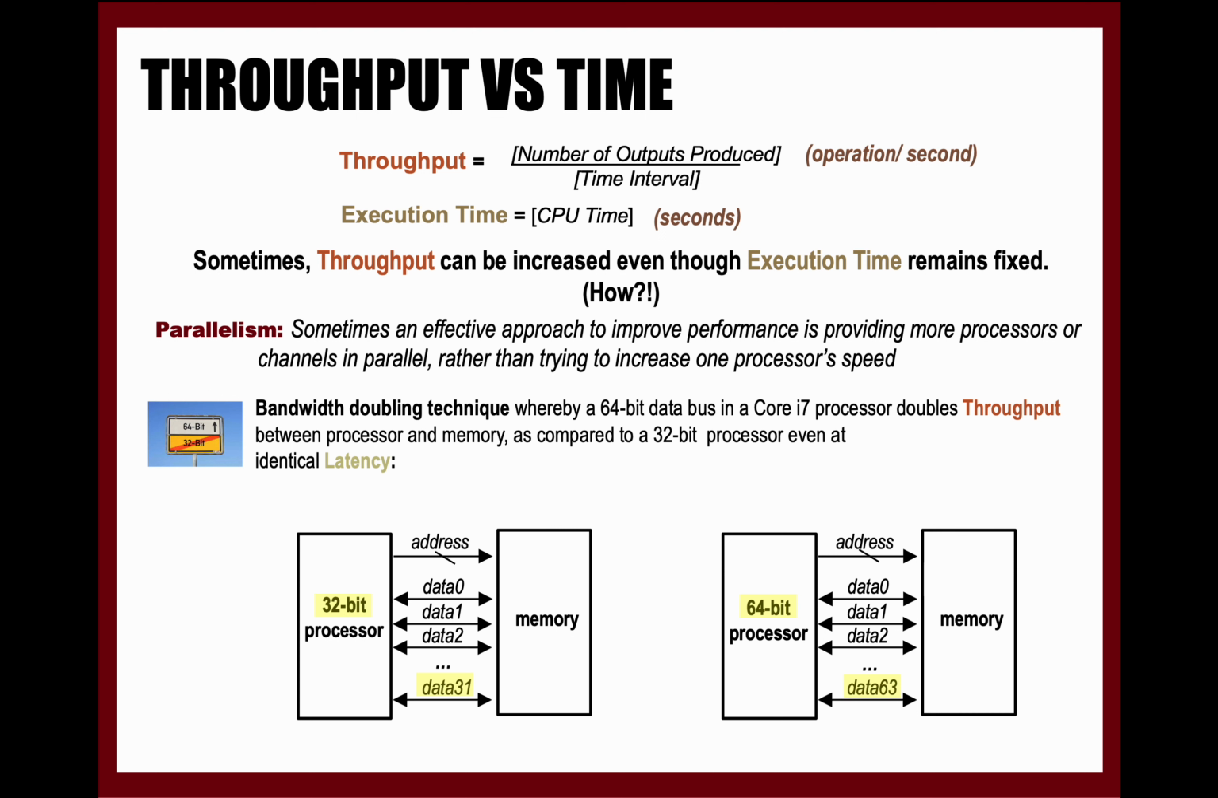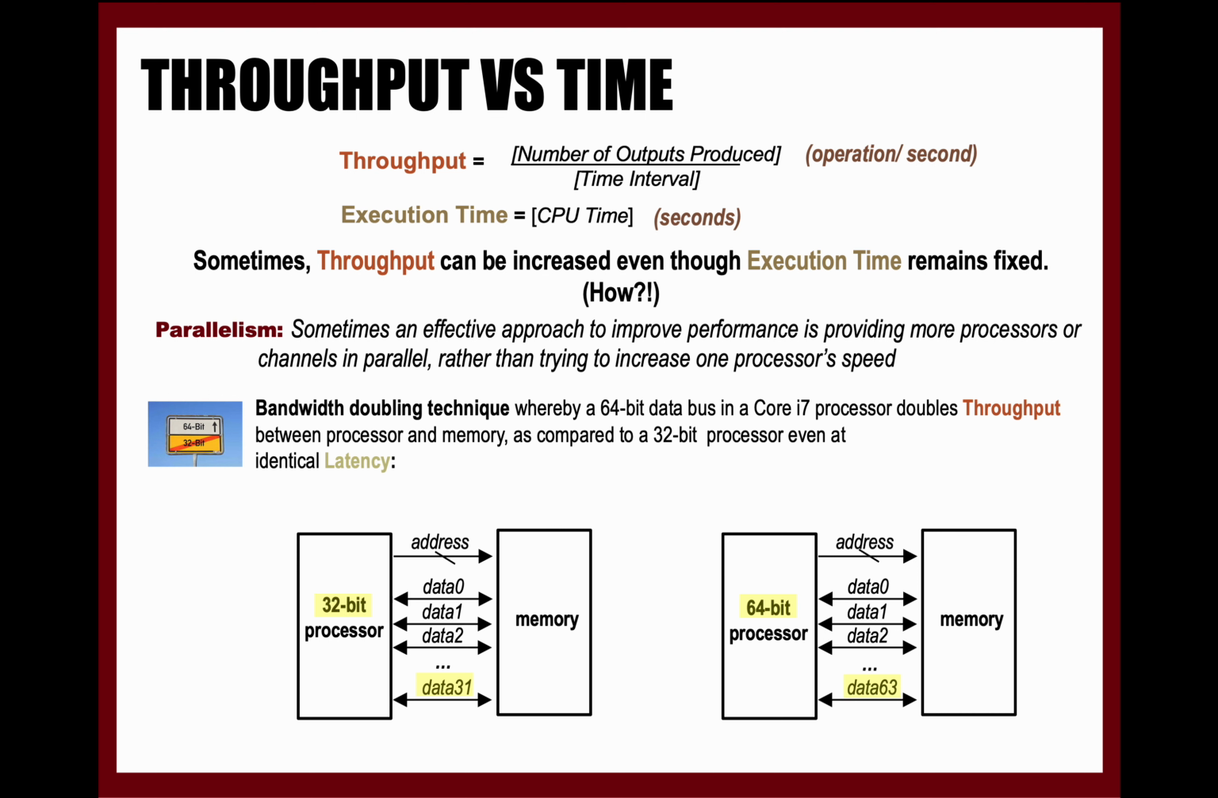Throughput and time are crucial performance metrics in computing. Let's understand their relationship and significance. Throughput is defined as the number of outputs produced in a given time interval. It's usually measured in operations per second. Mathematically, throughput equals number of outputs produced by time interval. Interestingly, there are scenarios where the throughput of a system can increase while the execution time remains unchanged. You might wonder how this is possible. The answer lies in parallelism.